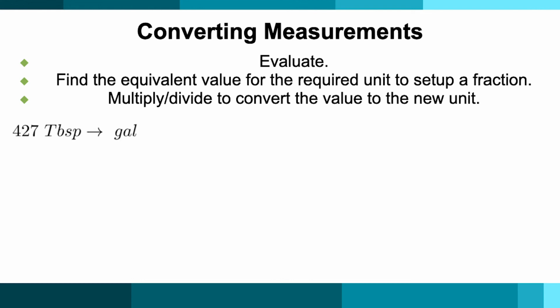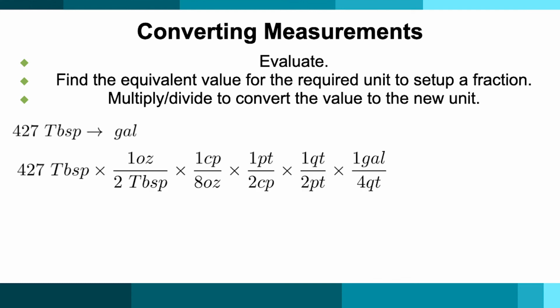So let's look at 427 tablespoons and converting that into gallons. All right, now this is going to make the new number really, really small, but I need those equivalencies to see how I'm going to get there. So we're going to start with an ounce to 2 tablespoons. There's a cup to 8 ounces. There's a pint to 2 cups. There's 1 quart to 2 pints, and 1 gallon to 4 quarts.